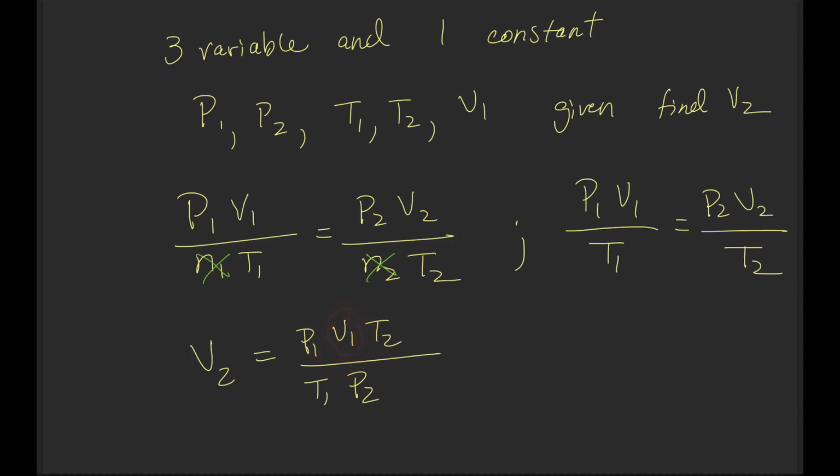So if this was in milliliters, it'll still work, but your V2 will be in milliliters. If your V1 is in liters, your V2 will be in liters. So whatever unit you have here, you'll get the same unit out as V2. But if you want to be consistent, you can always just make sure you're always plugging in liters.